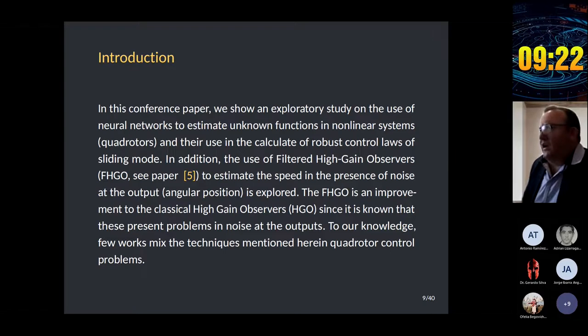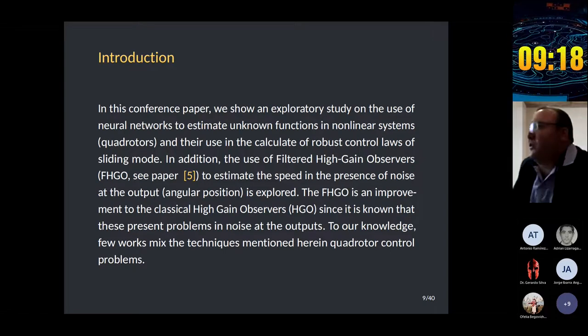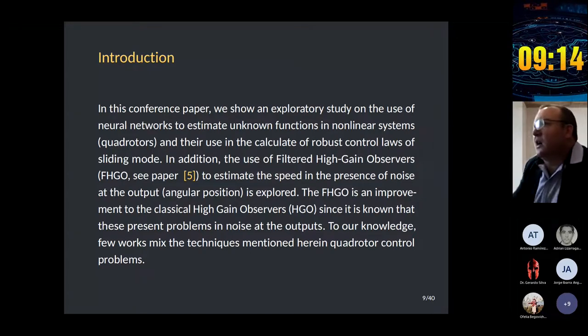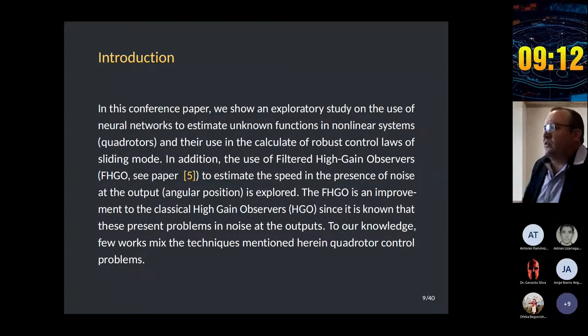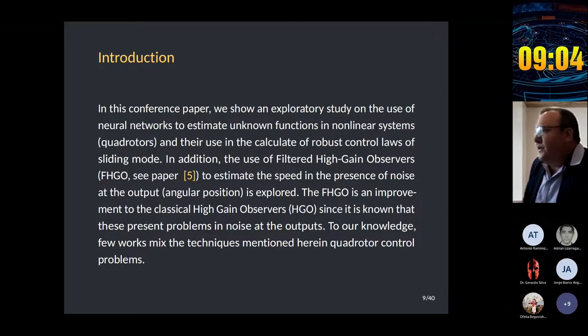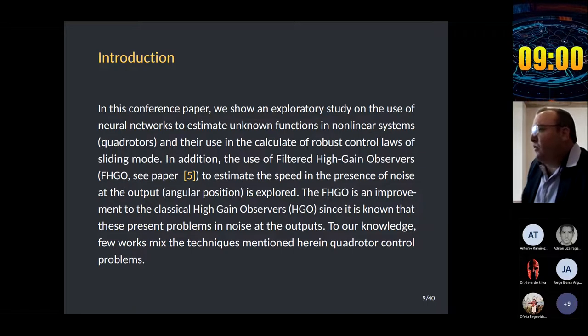In this paper, I repeat, we combine three techniques: sliding mode control, neural networks, and filter high gain observer to estimate the speed in the presence of noise in the output, and adapt it to design a nonlinear robust control for the quadrotor.